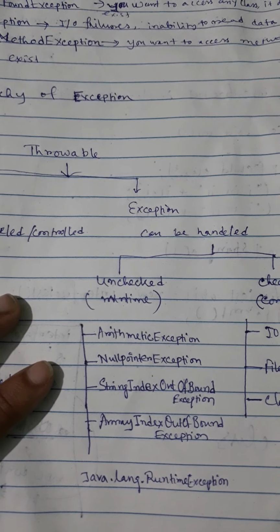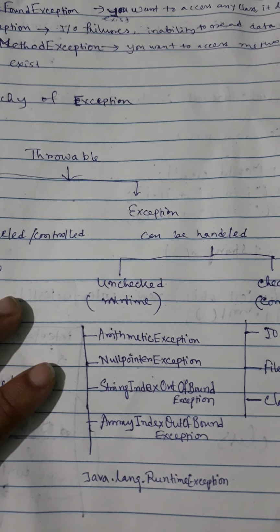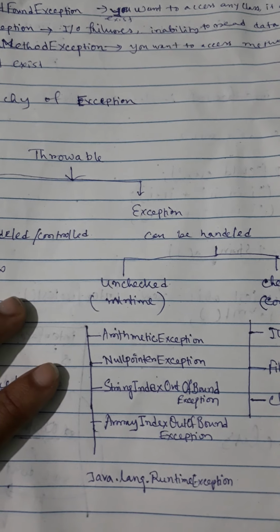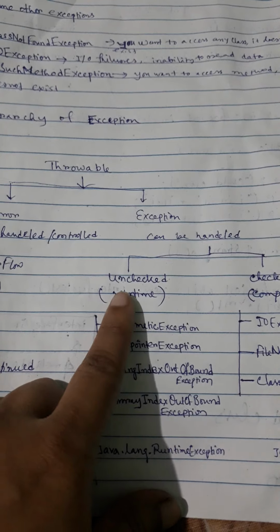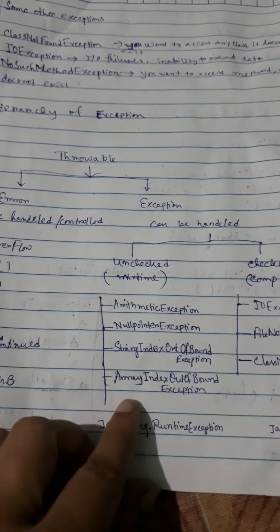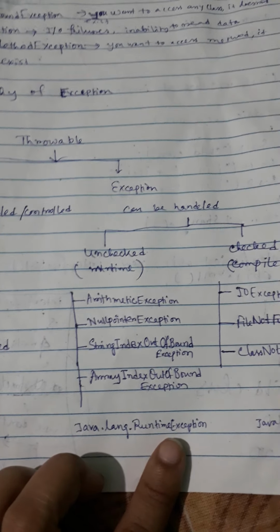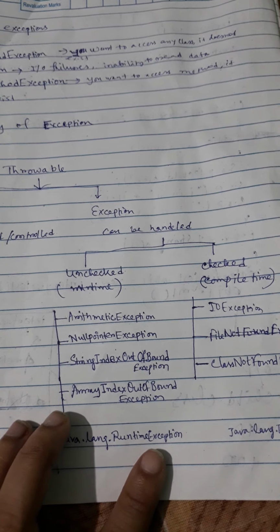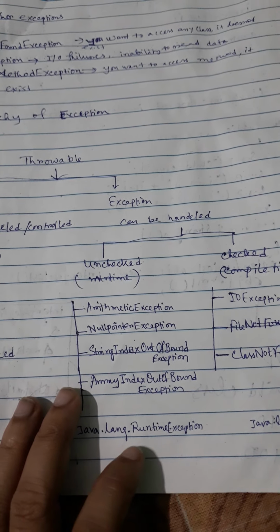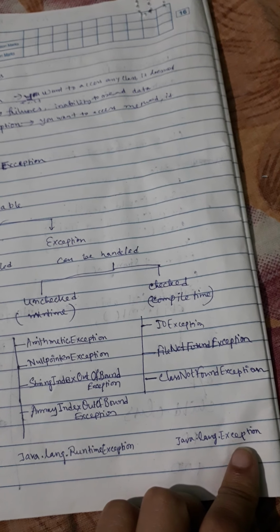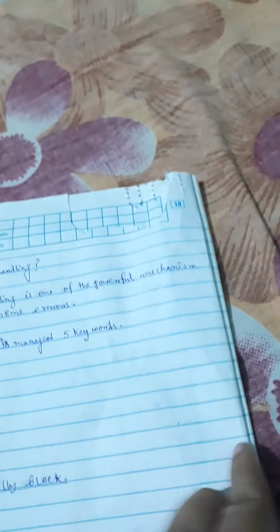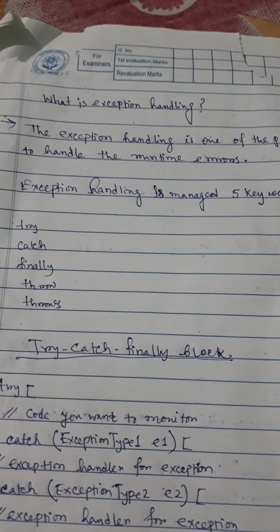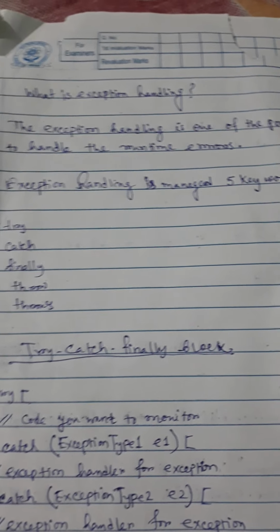Examples are ArithmeticException, NullPointerException, StringIndexOutOfBoundsException, ArrayIndexOutOfBoundsException. And unchecked exceptions are the exceptions of the RuntimeException class. RuntimeException is the class of unchecked exceptions, and Exception is the class of checked exceptions. So this is all about the exception. Now all of you are familiar with the exception.